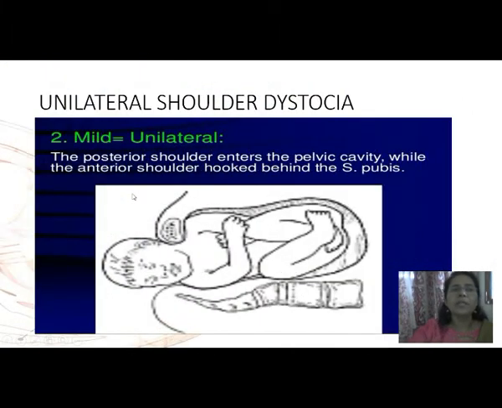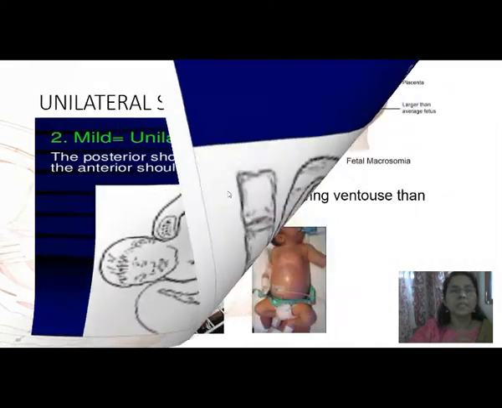Next is the unilateral shoulder dystocia, which is a mild type. This is the posterior shoulder. The posterior shoulder enters the pelvic cavity while the anterior shoulder is hooked behind the symphysis pubis. So the anterior shoulder is hooked behind the symphysis pubis, but the posterior shoulder passes the sacral promontory. That is the mild or unilateral type of shoulder dystocia.